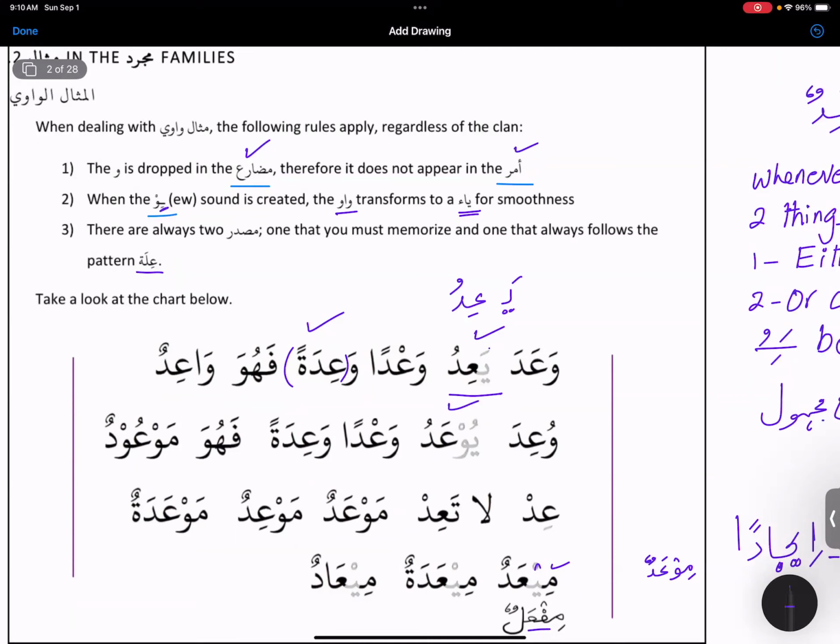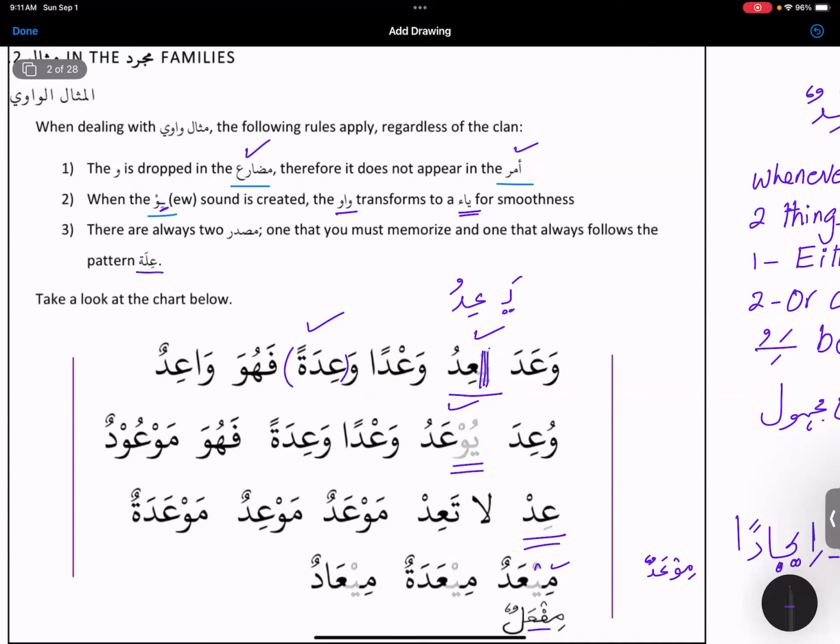So yu'adu. Majhul does not change, yeah, in majhul. The vau is still there. Right, so it's the amr, and the amr is going to be easy. We are just going to drop that, and we have Id, right? So only two letters are going to be there.